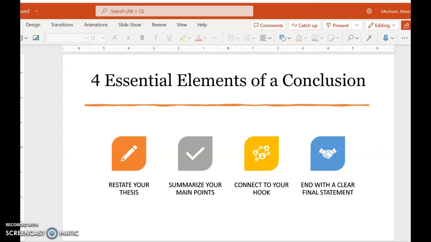And then you want to end with a clear final statement. That's what I'm talking about, that kind of ending thought. That's your argument. That's what your main point is. You want to make sure and leave your reader with that.